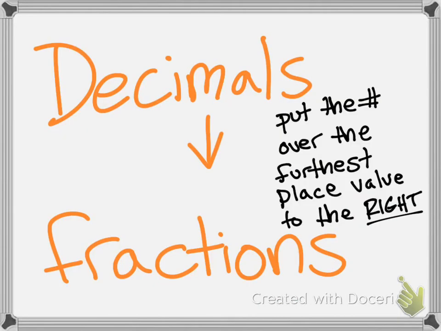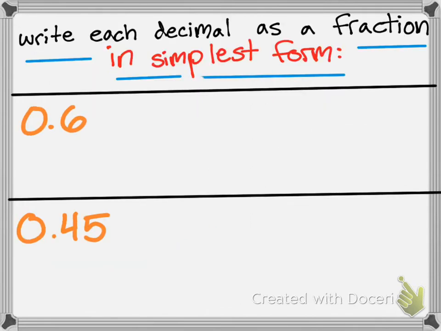Here's the thing. To go from a decimal to a fraction, you put the number over the furthest place value to the right. Just like what we saw earlier, just like what Nathan said, what everyone said, you put the number over the furthest place value to the right. So that's how we go from decimals to fractions. So for example, I want you in your notebooks to write each decimal as a fraction in simplest form.